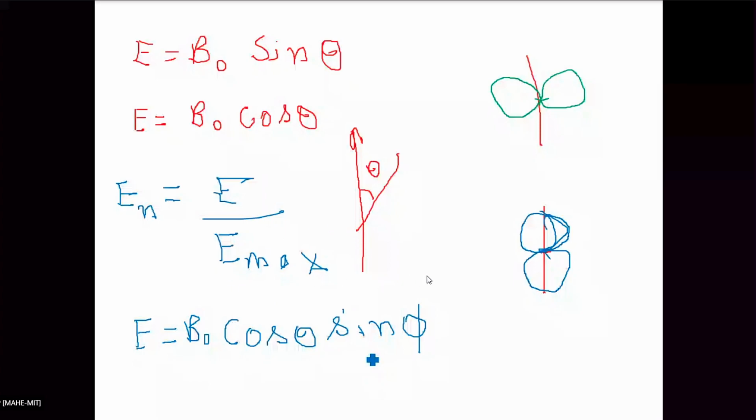So theta equal to constant, say for example theta equal to 45 degrees or something. You get cos theta as 1 by root 2 of B naught, and sin phi. So that is the horizontal plane. Theta equal to constant plane is a horizontal plane. So the pattern becomes E = B naught by root 2 sin phi. So you plot sin phi. Are you getting it?